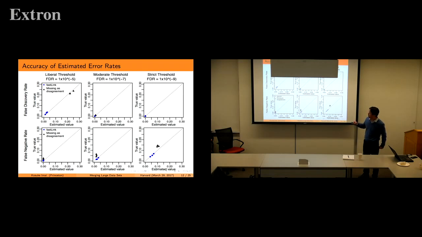And so if you're on the 45-degree line, you're basically getting the right answer. The blue is the case when missing is treated as missing, whereas the black triangle is the case where missing is treated as disagreement. You can see the blues are almost all the time on the 45-degree line, whereas the blacks tend to be off in some cases. Moreover, the error rates are smaller if missing is treated as missing as opposed to treated as disagreement.